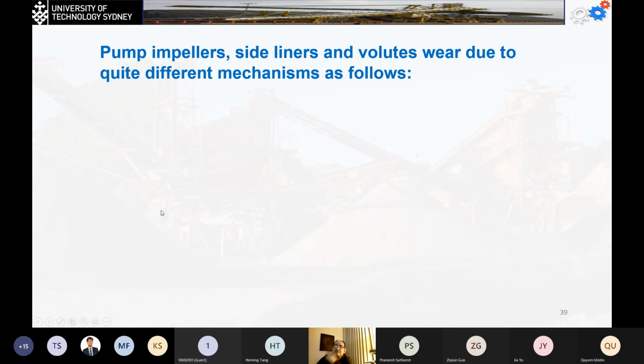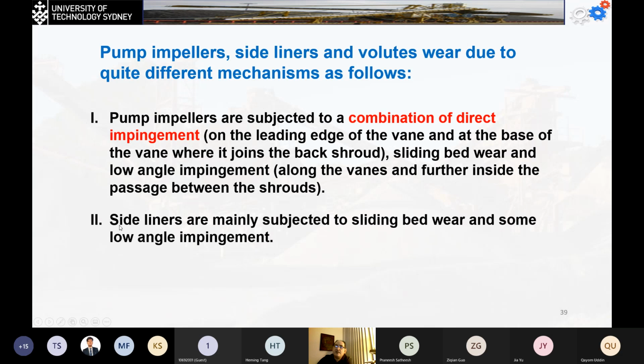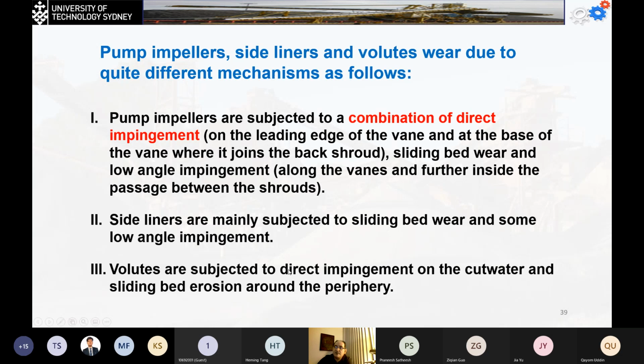The pump impellers, the slide liners, and the volutes are worn by quite different mechanisms, as follows. First, the pump impellers are going to be subjected to the combination of the direct impingement and sliding bed wear, and the low angle of the impingement is going to cause the damage. Second, the slide liners are going to be mainly subjected to the sliding bed wear and some of the low angle impingement. And the volutes are going to be subject to direct impingement on the cutwater and the sliding bed erosion around the periphery.